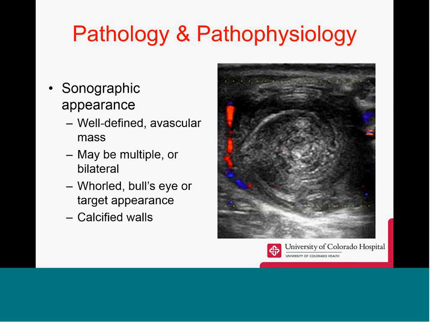Here you can see on ultrasound, it's a well-defined avascular mass. It may be multiple or bilateral, and it typically has what is called a whorled or bullseye target appearance with calcified walls. These benign lesions can be differentiated from premalignant teratomas only through histological examination. An MRI could also be used to help support the diagnosis of an epidermoid cyst if further confirmation is desired.